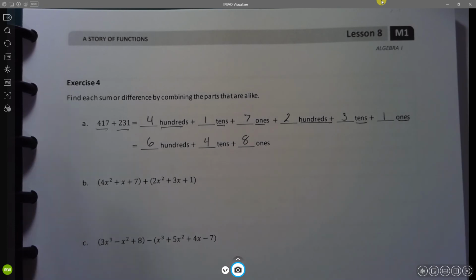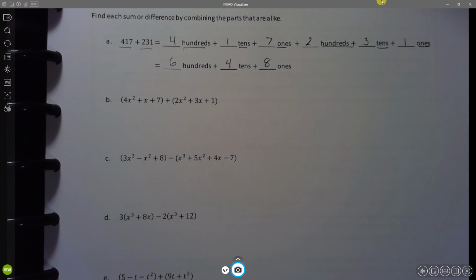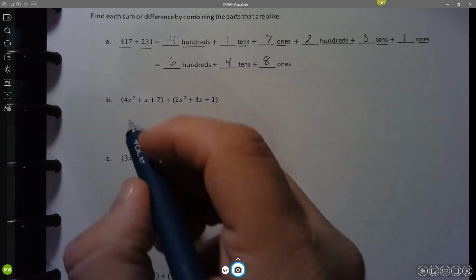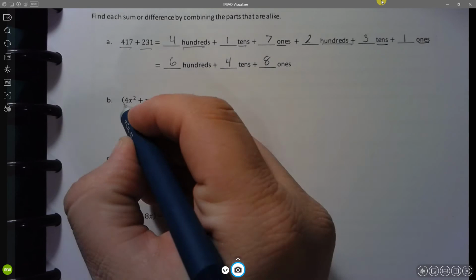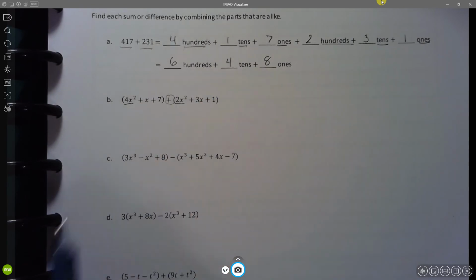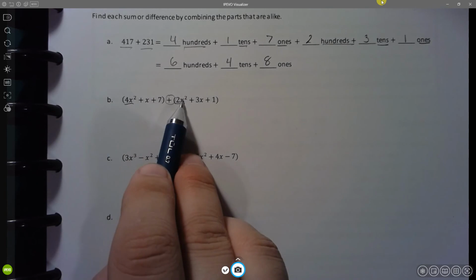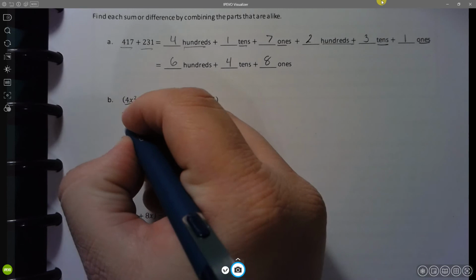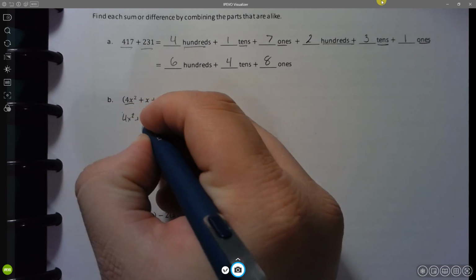Okay? Now the same thing is going to be occurring on these next few problems. We're looking for like terms, and we are going to simplify. So we look at each problem individually when we try to find like terms, okay? So in problem B here, I got 4x squared and I got 2x squared, and I got this nice little plus, so I'm going to follow that, okay? So 4x squared plus 2x squared, okay? So I'm going to go ahead and group them together. So I got 4x squared plus 2x squared.